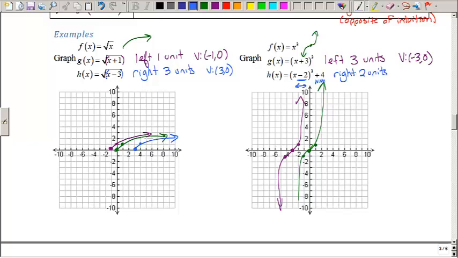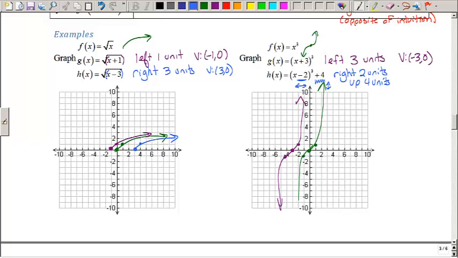On the other hand, the plus 4 is on the outside of the parentheses. We're adding it to this function, so we're going to be moving it up or down. Plus 4 is exactly what you might think it would be. It would be up 4 units. So that one goes up and down. The inside of the parentheses go left and right. The outside of the parentheses go up and down. The inside of the sign is opposite of what you might think. The outside sign is exactly what you would think. Positive goes up, negative goes down.